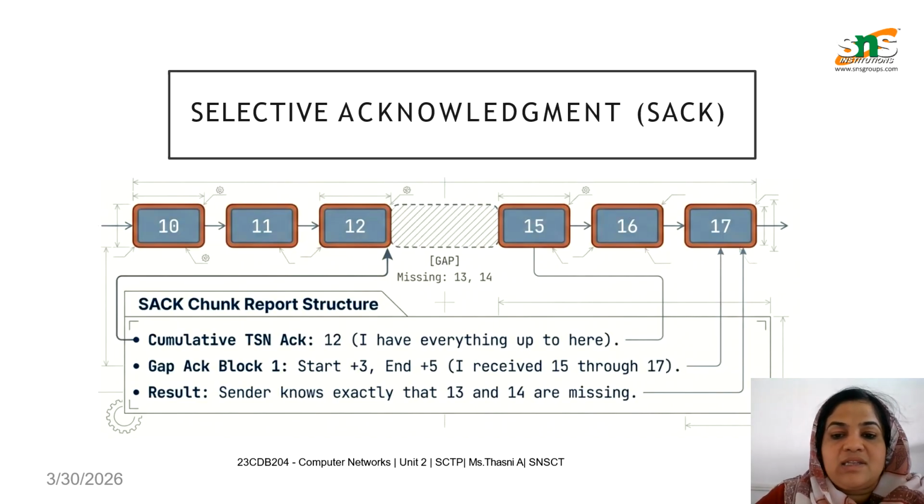Next is SACK. SACK is nothing but the selective acknowledgement. The report structure will be the cumulative TSN acknowledgement, say 12, meaning I have everything up to here, and gap acknowledgement block 1 with start plus 3 and end plus 5, meaning I received 15 through 17. So the final result is the sender knows exactly that 13 and 14 are missing.